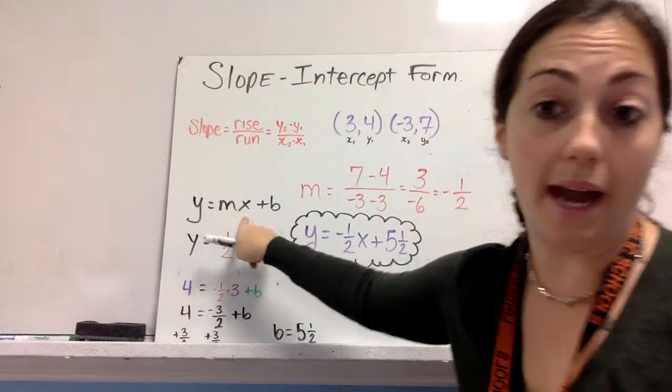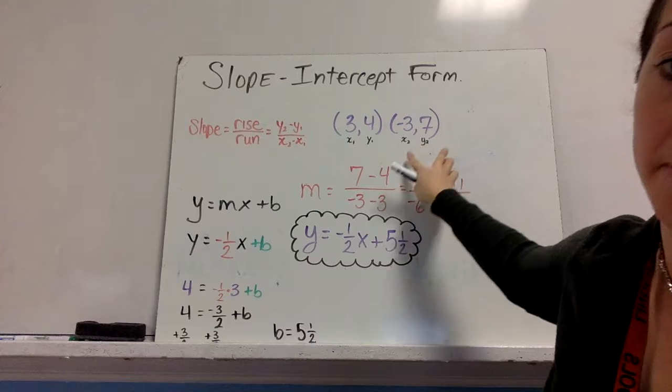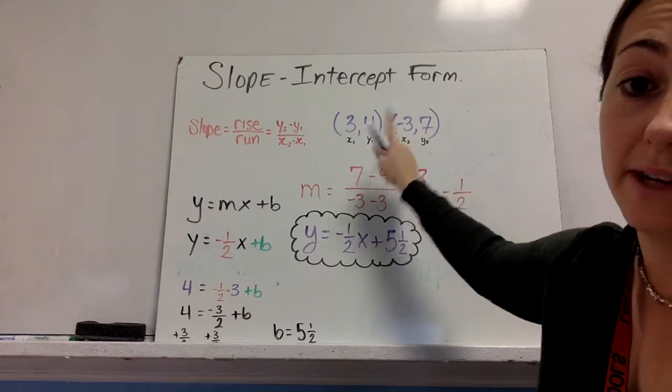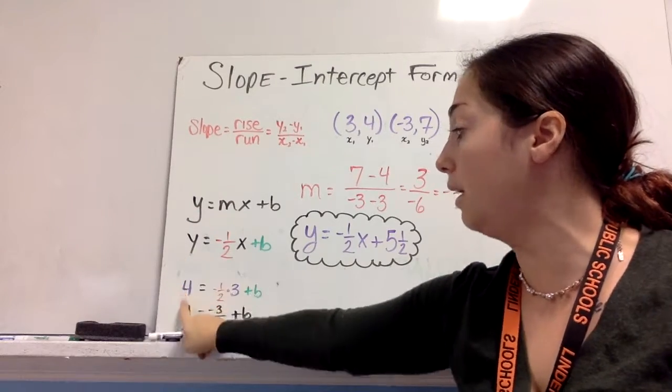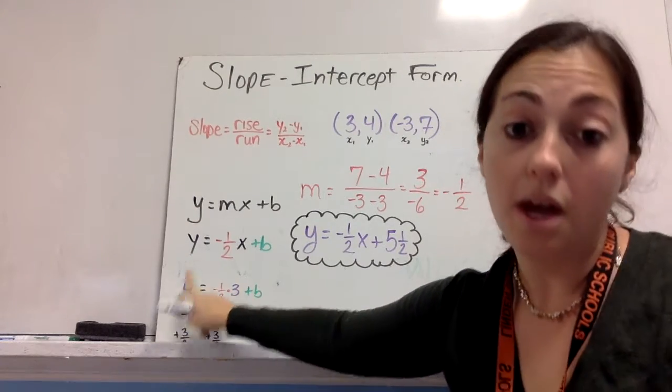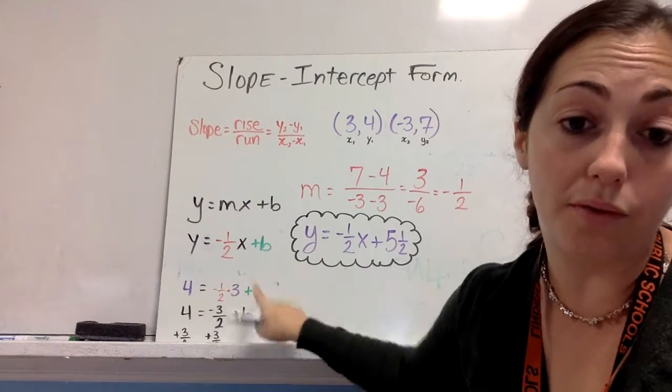So I plug in for my x and my y, and I can pick either point. I can pick my 3, 4, I can pick my negative 3, 7. There's a negative here, I'm not picking it. So I go with my 3, 4. And I plug in for y, the y value, which is 4. And I plug in for x, the x value, which is 3. And then you solve for b.